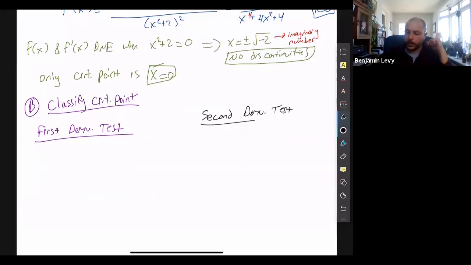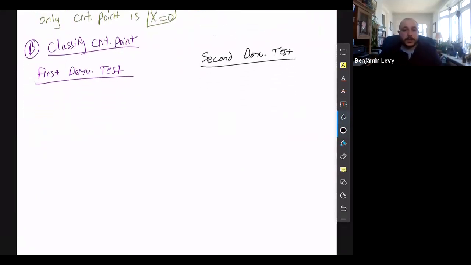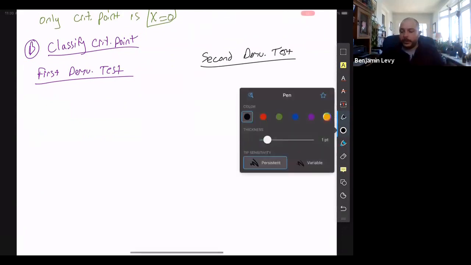Now, hopefully the words themselves, first and second derivative test, tell you which derivative to use, right? The first tells us increasing, decreasing. And so we use that to think about going up, flattening out, going down. And the second derivative tells us concavity. So we just think about curvature. Is it curved down or curved up? Right? So let's do it both ways.